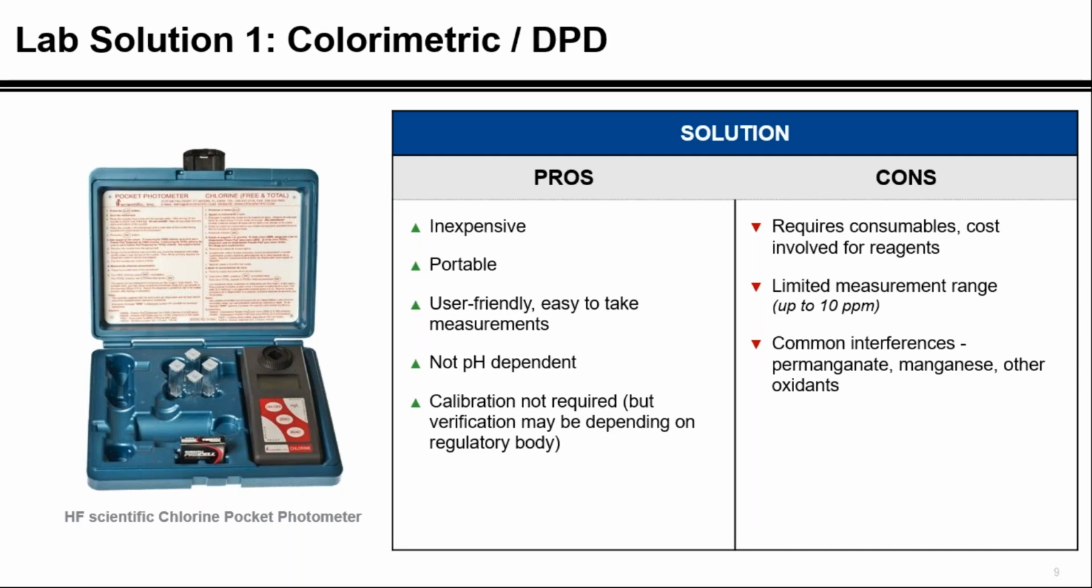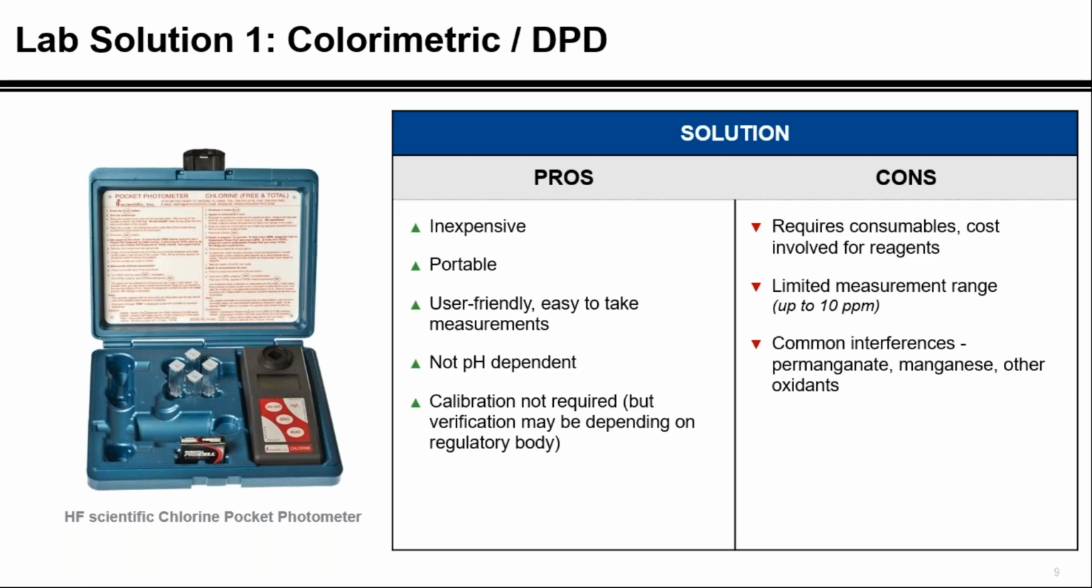It does require consumables. So there is a reagent that we have to use that we've discussed each time. And so there's a cost associated with that for reagents. And the limited measurement range is usually acceptable for municipal applications, but you can really only measure up to 10 ppm with DPD. The common interferences are permanganate, manganese, and other oxidants.